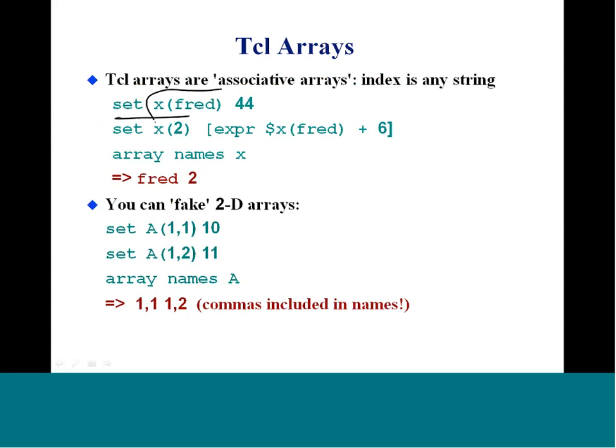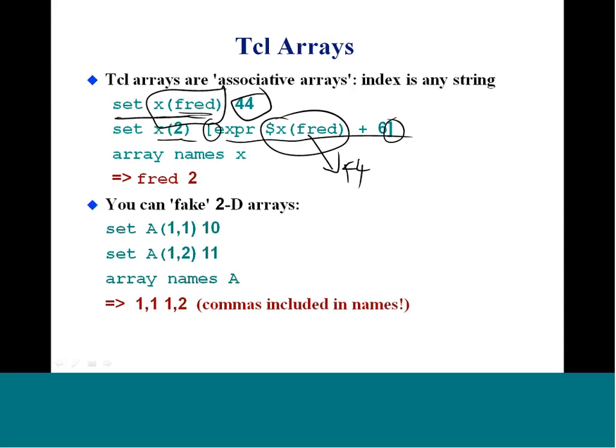set x(Fred). So the array representation is x followed by the index. Here the index is called Fred and we set that to 44. Now we say set x2 to this expression, which is $x(Fred). So here the variable is substituted with 44, and then the command substitution happens because of the square brackets, so this expression is evaluated and you get 50 as the answer and that is assigned to x2.